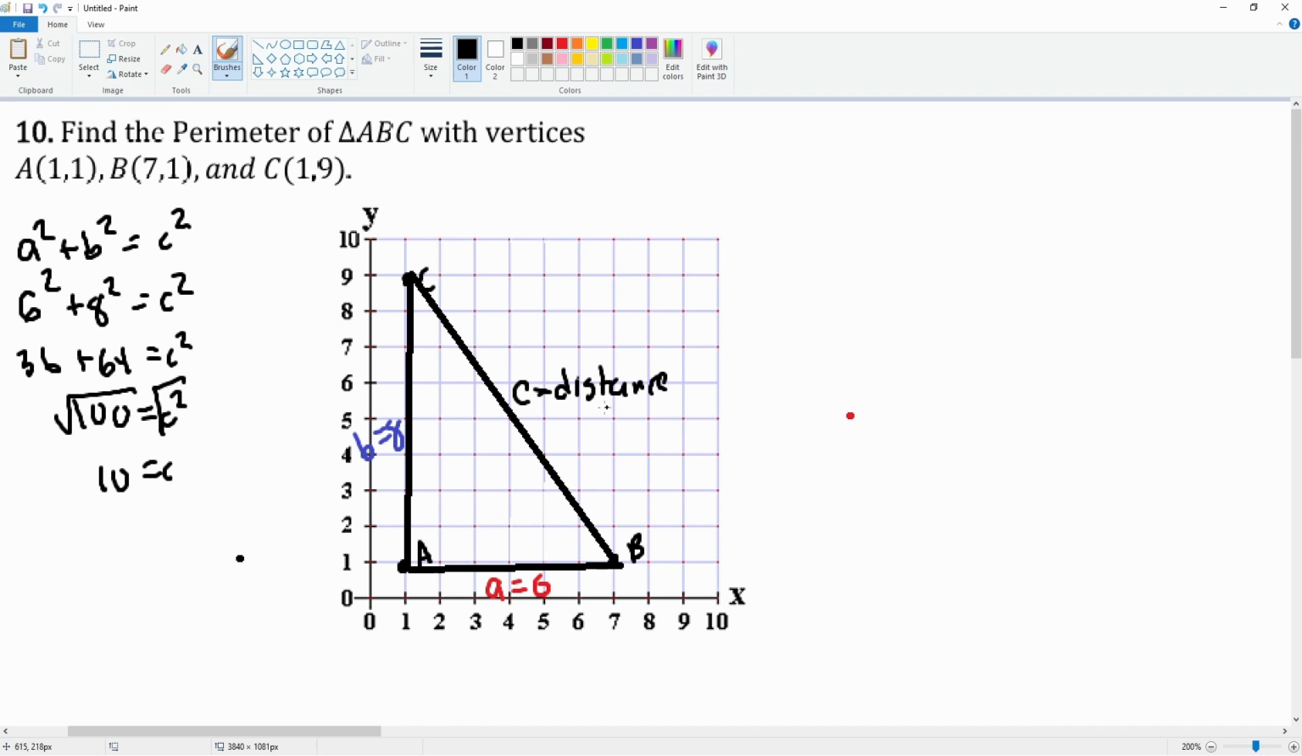Right? Now, if this is 10, this is 8, this is A. The perimeter would be 8 plus 6 plus 10. So perimeter would be 8, 9, 10, 11, 12, 13, 14 plus 10 is 24. 24 units. There you go.